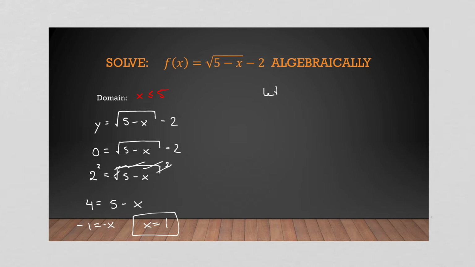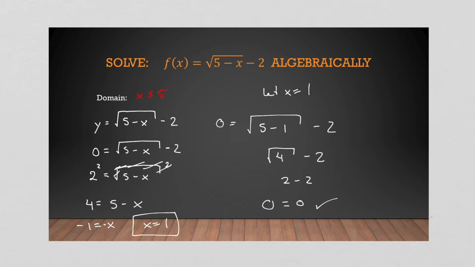So we say, okay, let x equal 1. Well, that means 5 minus 1 minus 2 should be 0. Well, that's root 4 minus 2. Oh, we're looking pretty good. Yes, 0 equals 0. So we can be sure that's true. So we have a solution. It is not an extraneous solution, and it also satisfies our domain restriction. It is less than or equal to 5. So that is your algebraic solution.